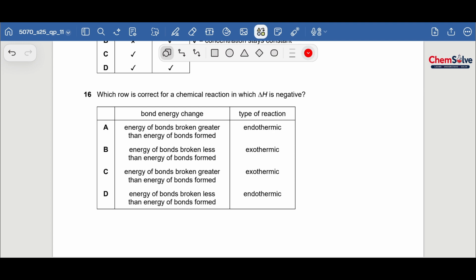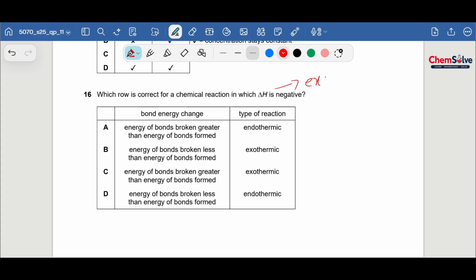Which row is correct for a chemical reaction in which delta H is negative? If delta H is negative, then obviously it is an exothermic reaction. So obviously A is not our option and D is not our option. We have to decide between B and C.